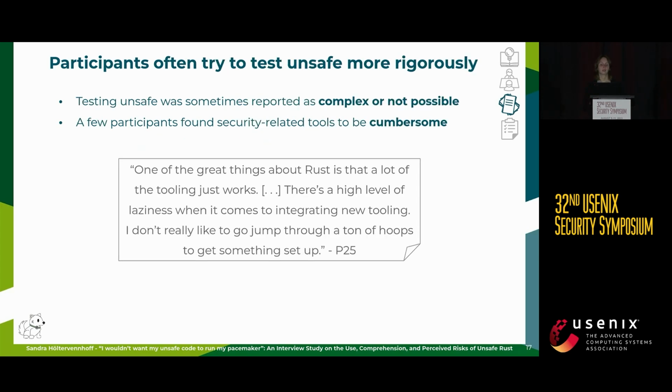Participants also tried to test their unsafe code more rigorously, for example, by writing more tests. But some participants stated to test unsafe code less often than safe code, and that was not always voluntarily. A prominent reason was the border to other programming languages and interaction with low-level hardware, which make testing rather complex or even impossible. And also, a few participants perceived the security tools like code linters as too complex in their usage or setup, and in consequence, just didn't use them.